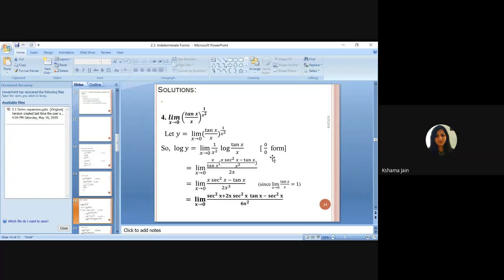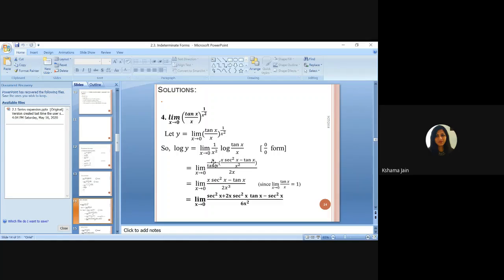Apply L'Hospital's rule. How would you apply it? Here the numerator will be log of tan x by x, divided by x square in the denominator. We differentiate x square, that is 2x, and differentiate the numerator individually. The derivative of log is 1 by tan x by x, which becomes x by tan x. After that, differentiating tan x by x using the u by v formula: x into the derivative of tan x, which is sec square x, minus tan x into the derivative of x, that is 1, all over x square.